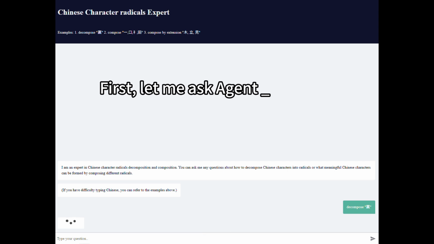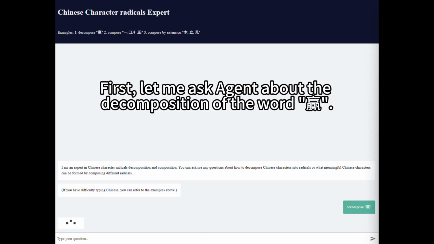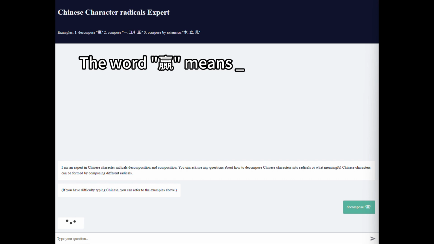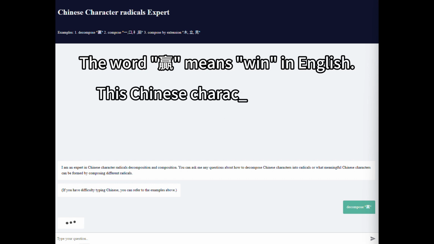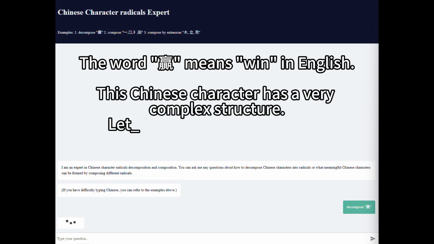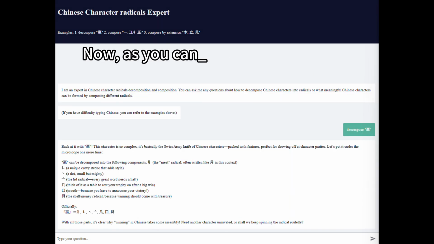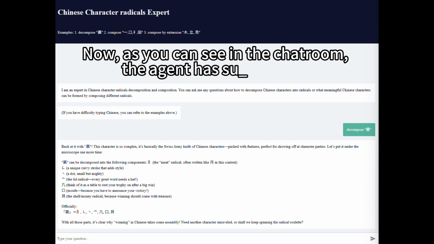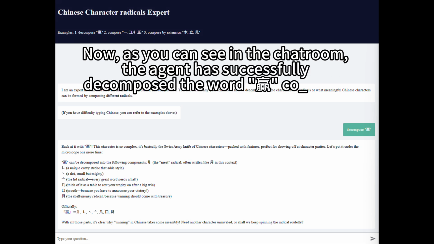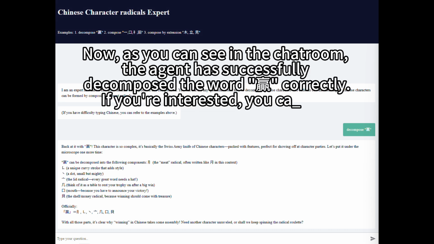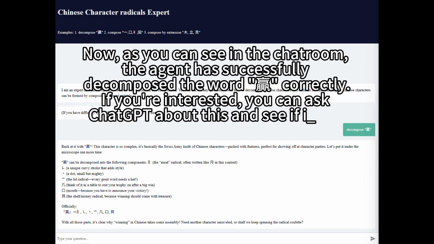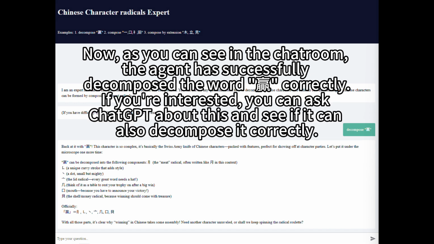First, let me ask the agent about the decomposition of the word ying. The word ying means win in English. This Chinese character has a very complex structure. Let's guess how the agent will decompose it. Now, as you can see in the chat room, the agent has successfully decomposed the word incorrectly. If you're interested, you can ask ChatGPT about this and see if it can also decompose it correctly.